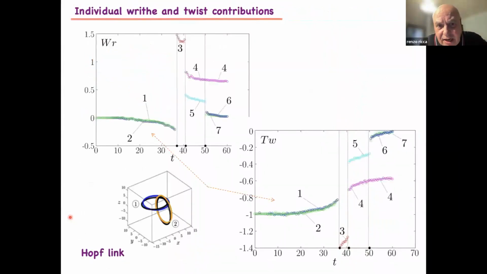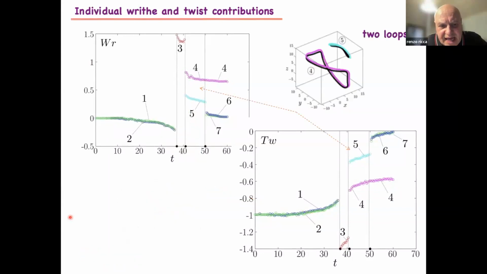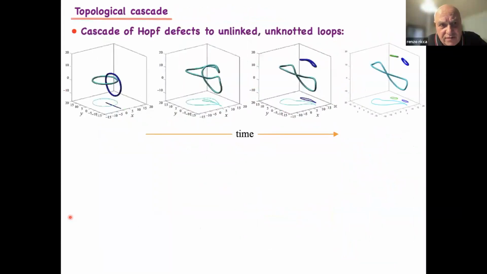If we go into detail, I won't bore you with all these details, but you see that from the Hopf link, you see the exchange of writhe and twist. Then after the first reconnection, you have formation of a single loop, and then the 2 loops, and so on and so forth. And you see for each stage that helicity remains conserved with individual exchange of writhe and twist between different structures, and eventually a formation of more and more loops as the simulation evolves.